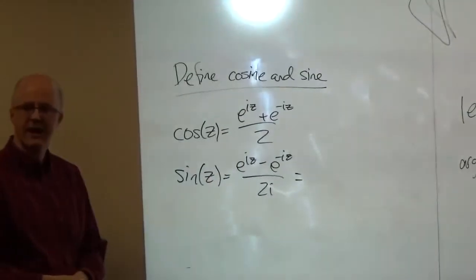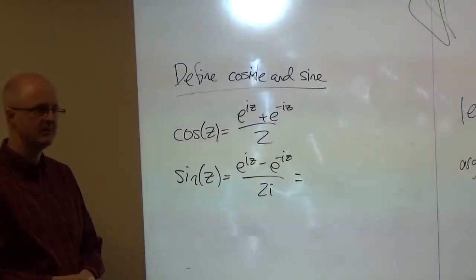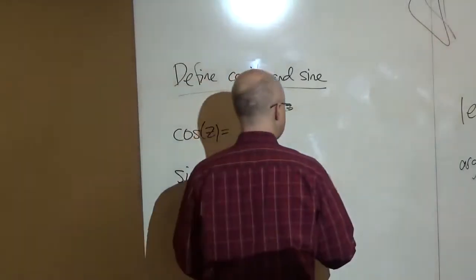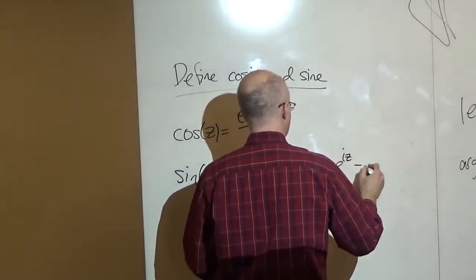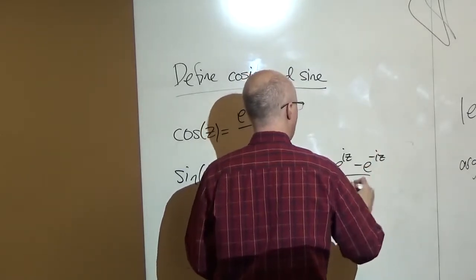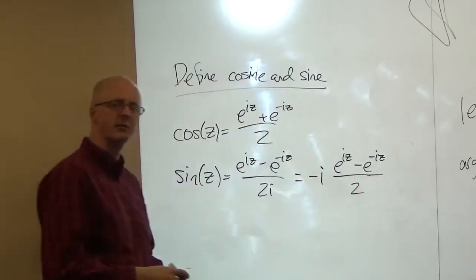Just as another reminder, dividing by i is the same as multiplying by negative i. You can also write the formula for sine z as negative i times e to the iz minus e to the negative iz over 2. That would be another way to write the formula for sine z.